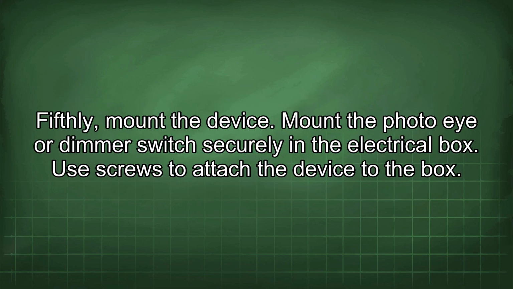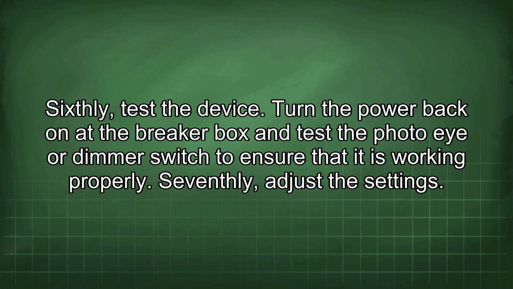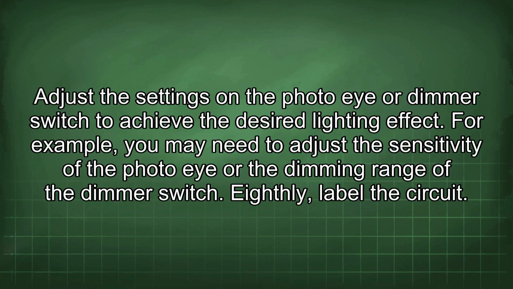Fifthly, mount the device. Mount the photo eye or dimmer switch securely in the electrical box. Use screws to attach the device to the box. Sixthly, test the device. Turn the power back on at the breaker box and test the photo eye or dimmer switch to ensure that it is working properly. Seventhly, adjust the settings. Adjust the settings on the photo eye or dimmer switch to achieve the desired lighting effect. For example, you may need to adjust the sensitivity of the photo eye or the dimming range of the dimmer switch. Eighthly, label the circuit.